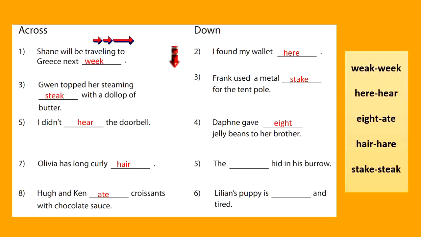The fifth word down reads the dash hid in his burrow. Yes, rabbits live in burrows, but so do hares. So the hare hid in his burrow. The sixth word down reads Lillian's puppy is dash and tired. Yes, the last word here is weak.